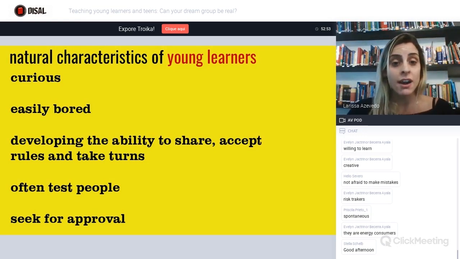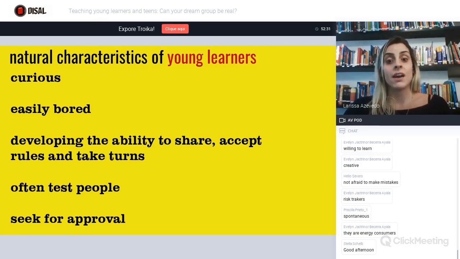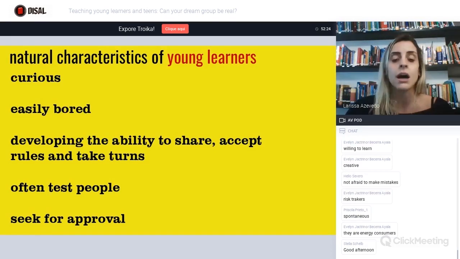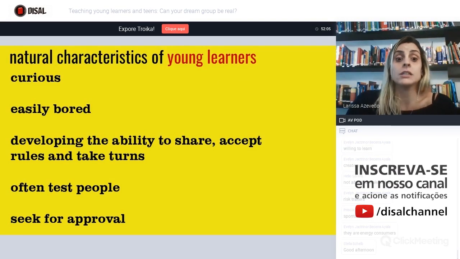They are developing the ability to share, accept rules, and take turns. Also true. If we think about it, the first social experience kids have outside their families is at school. So this is when they begin to get in touch with other kids, they begin to work in groups, they understand that they have to share materials, they have to share the space, they have to share the attention of the teacher, the attention of their colleagues. And this is all new. It's a brand new world. Because maybe at home, if they have no siblings, they wouldn't have to share anything. And then when they go to school, this kind of experience begins to appear. So they're learning. They're beginning to get in contact with this kind of social interaction.